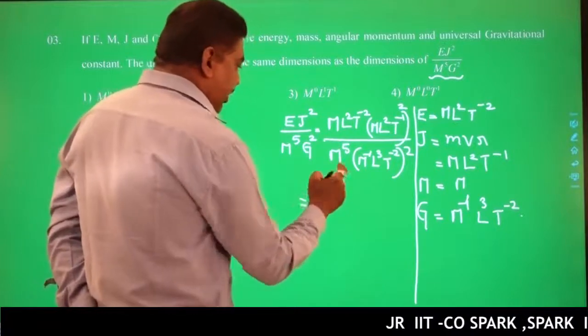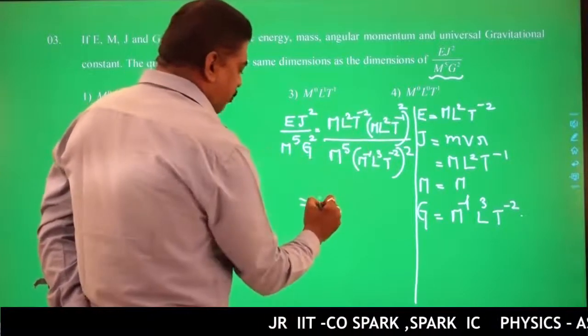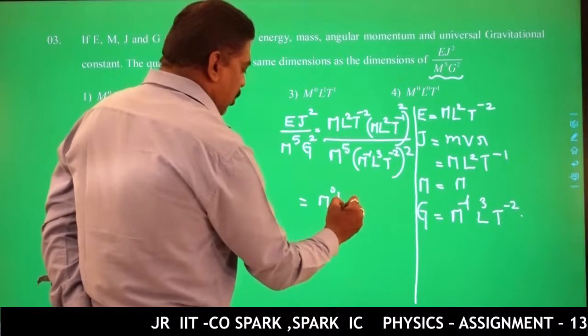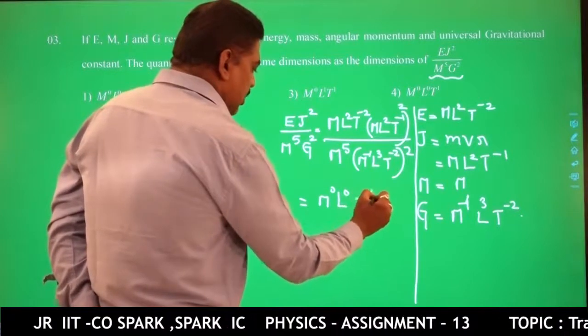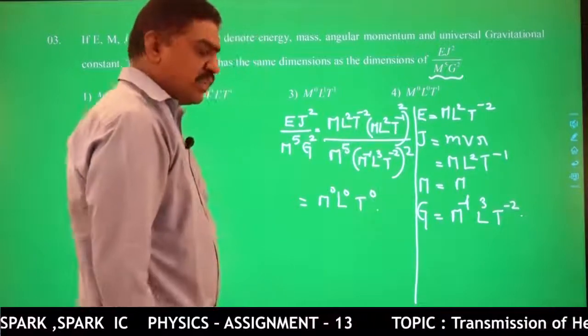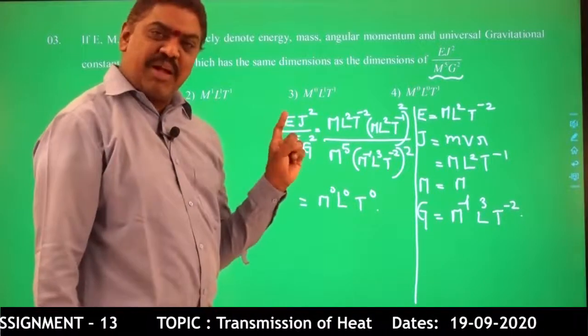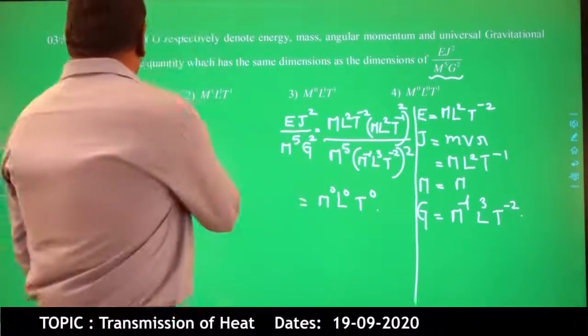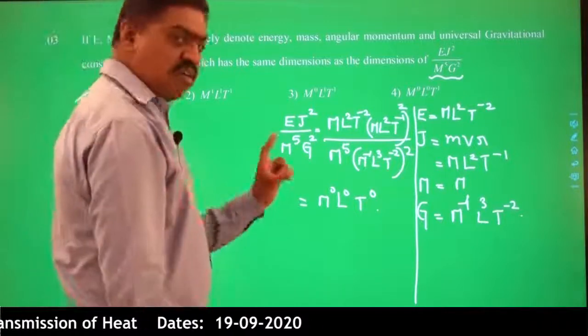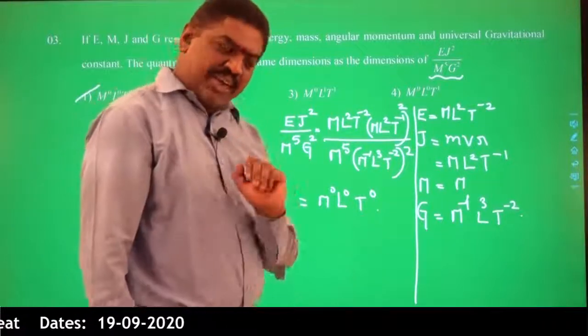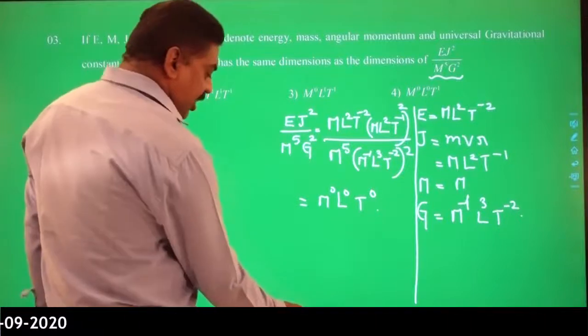On simplifying this part, you will be getting M power 0, L power 0, T power 0, isn't it? It is the dimensionless quantity. Dimensionless quantity, which is your first option. Got the idea? Is it clear, beta? Okay. Now we will go to the next problem.